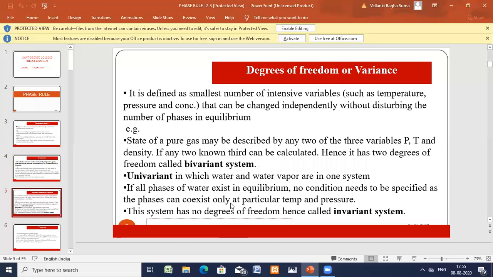Now you have got an idea. The phase rule: F plus P is equal to C plus 2. In that, we have studied what P, the phases, are, and what C, the components, are.